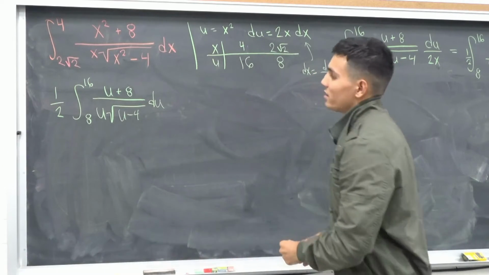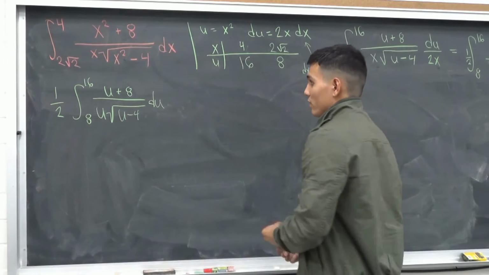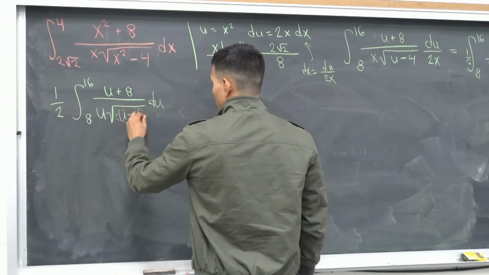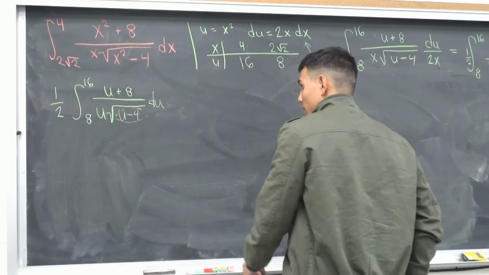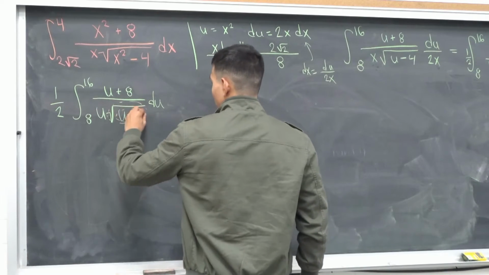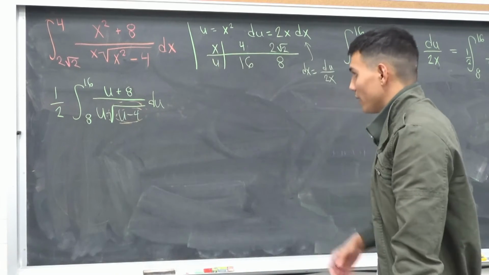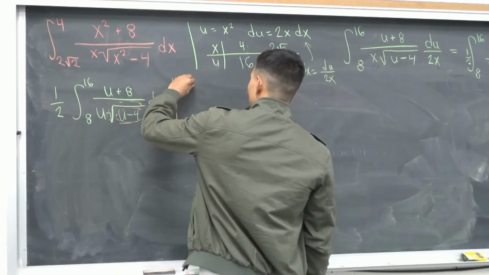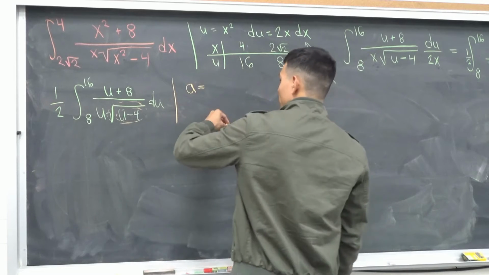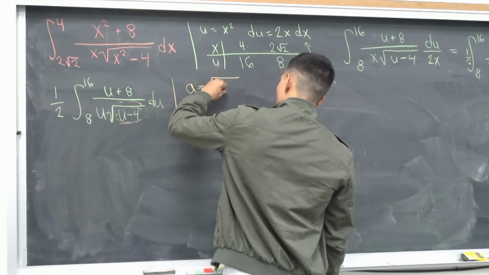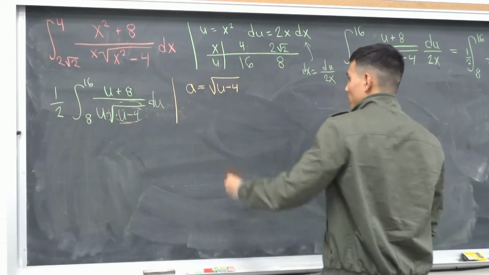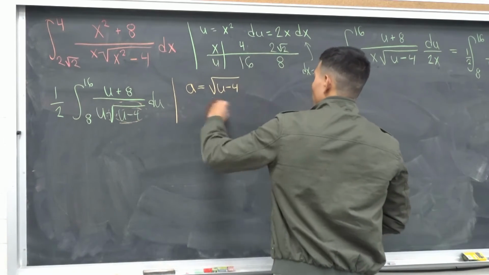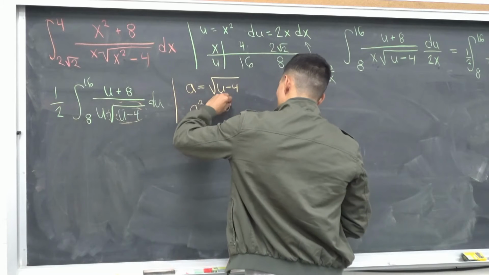Now, this isn't too friendly yet. Can we make it friendlier? Yes, we can. Okay, so what can we do? Well, maybe something with that, right? Or more specifically, maybe something with this, right? Okay, so let's pick a different variable. Let's let a be equal to square root u minus 4. Let's just get rid of the square root, right? So a squared is equal to u minus 4.